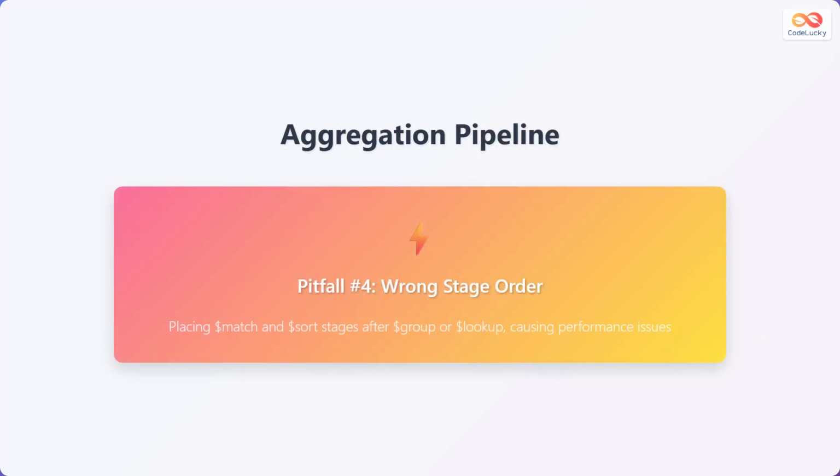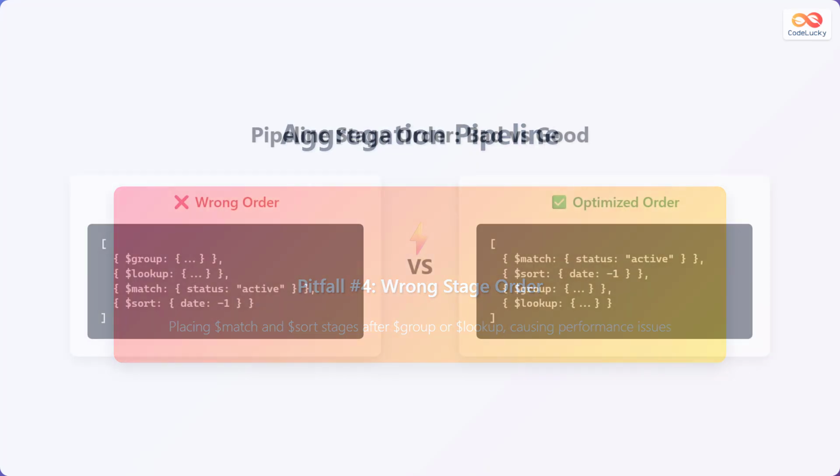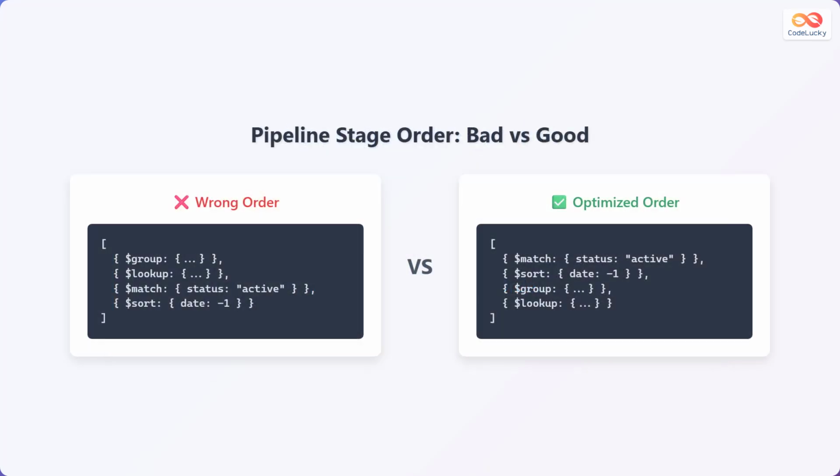Another important concept of MongoDB is the aggregation pipeline. Let's explore some aggregation pipeline-related mistakes. One of the major mistakes in aggregation pipeline is using wrong stage order. The match and sort stages should be used before group or lookup stages. In the wrong order example, the group and lookup stages are used before match and sort. On the other hand, in the optimized order example, match and sort stages are used before group and lookup.